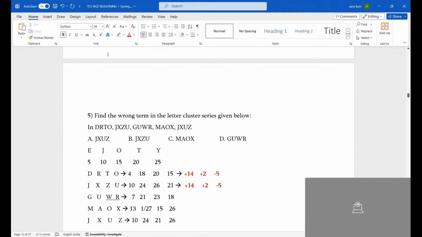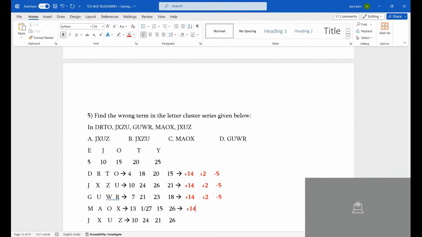So you're starting to see a pattern here. Can you see a pattern here? Plus 14, plus 2, minus 5. Again, this is the third one. 7 to 21 is again plus 14. 21 to 23 is plus 2. 23 to 18 is minus 5. Again, you are seeing a pattern here, right? Now, for the MAOX, from 13 to 1, don't think of it as 1. I told you, you can think of it as 27. So from 13 to 27, it is plus 14 again.